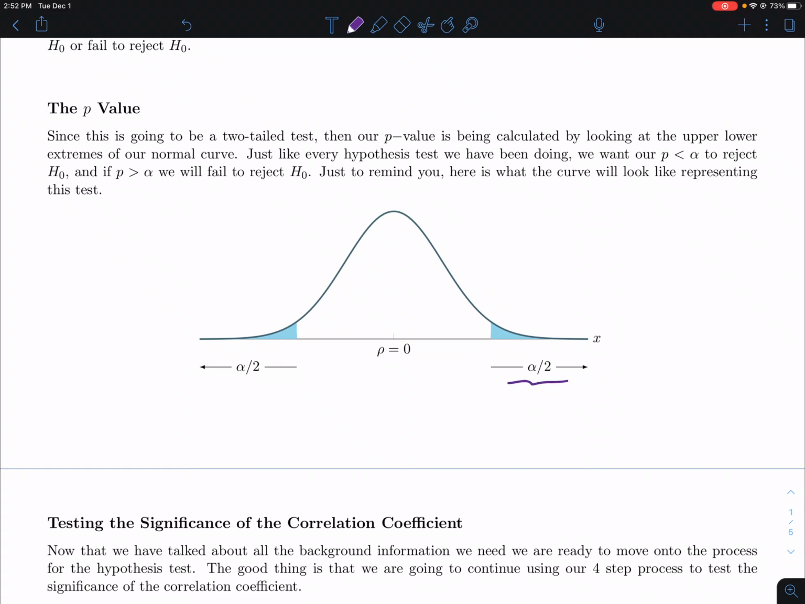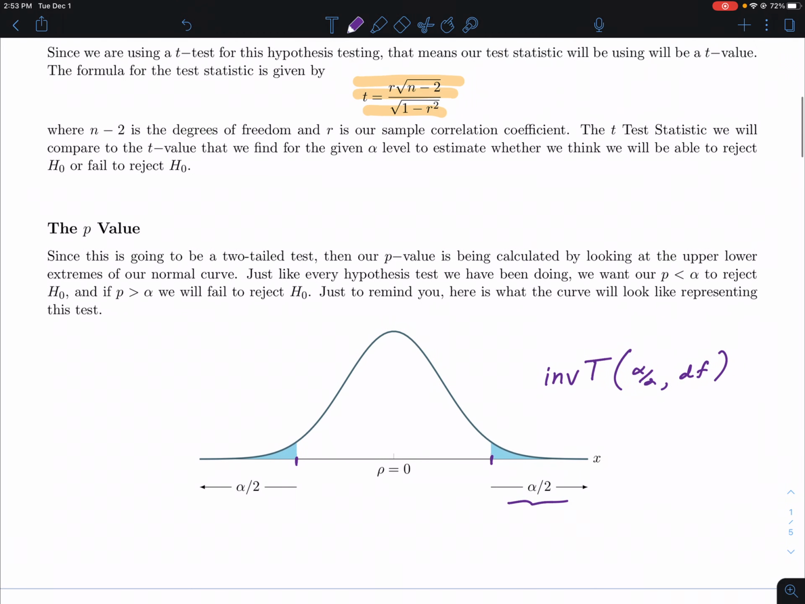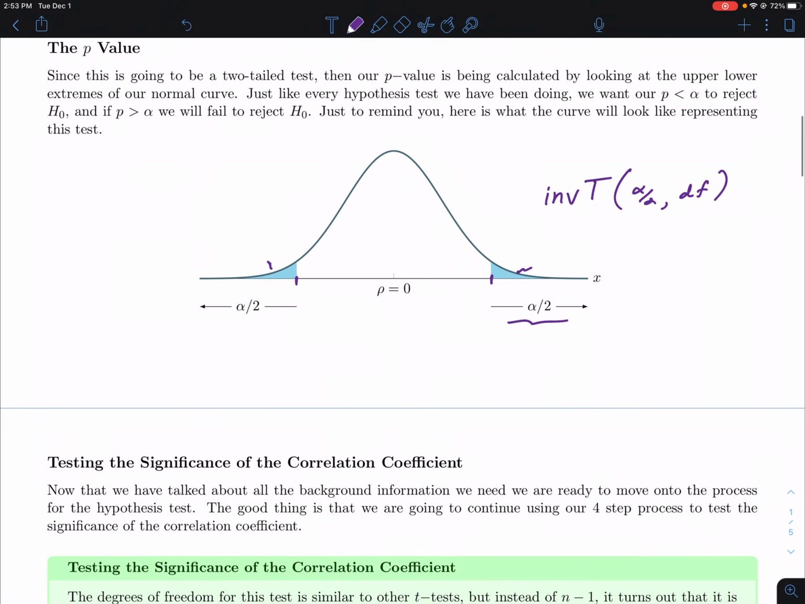We can calculate our critical values using the t method that we did before. This is going to be a t situation. So we can use inverse t, alpha over 2, comma the degrees of freedom, to figure out what these values are, and then use those to compare against our test statistic to see whether we fall in the blue region or not. So again, a lot of the same stuff we've been doing with the other tests.